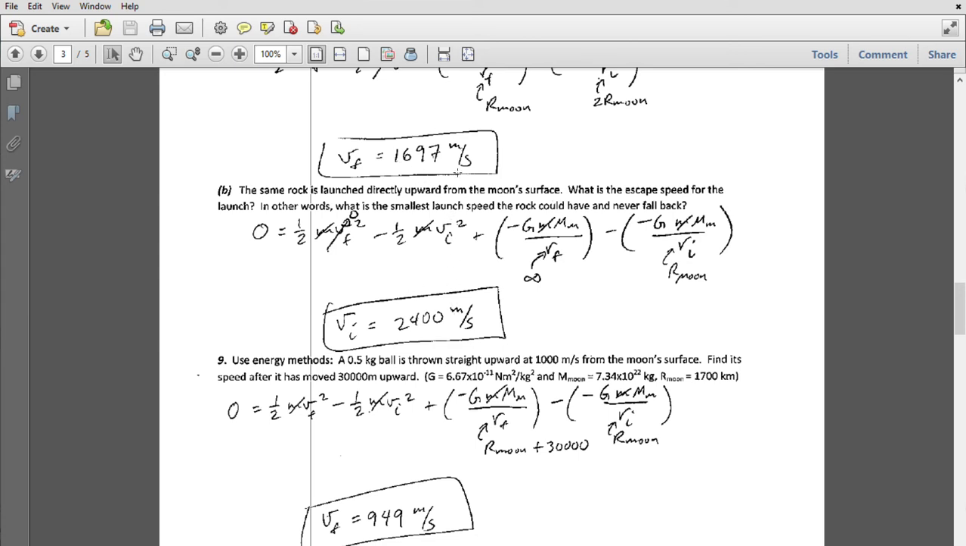Notice it's got to be bigger than the 1697 we got before, because if it fell from rest and hit the surface at 1697, and it's launched with that same speed at the surface, it would go up to the same height it was released from up here. It's got to go farther than that or it would fall back. So it's got to have a bigger initial speed.